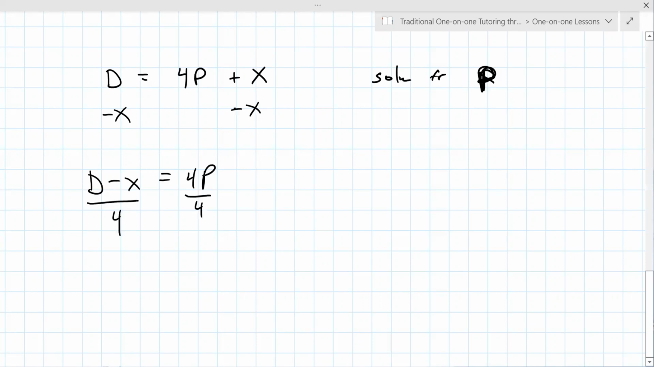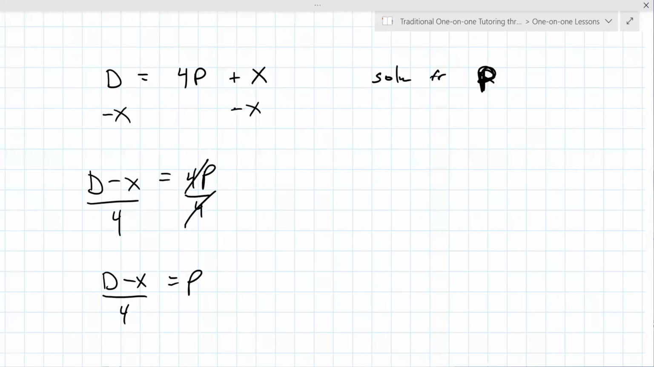And then is that the final answer? That's the final answer. Unfortunately, it doesn't really mean anything. It doesn't tell you anything, but that's what these are.